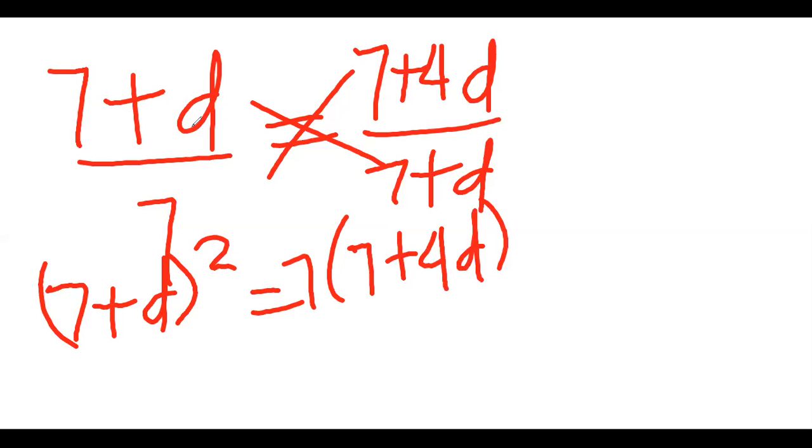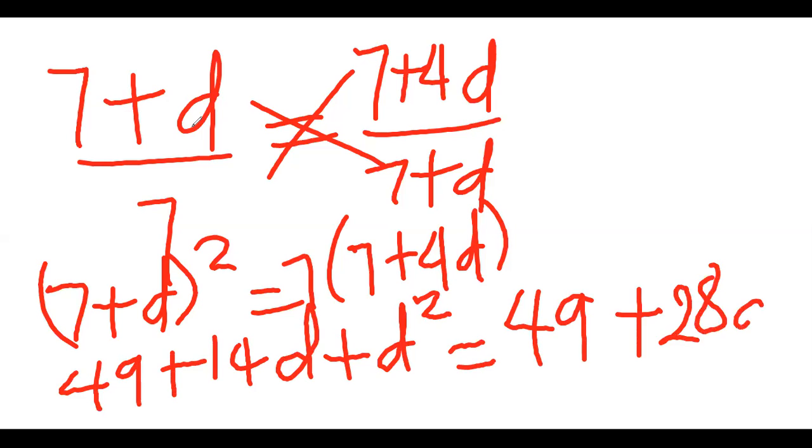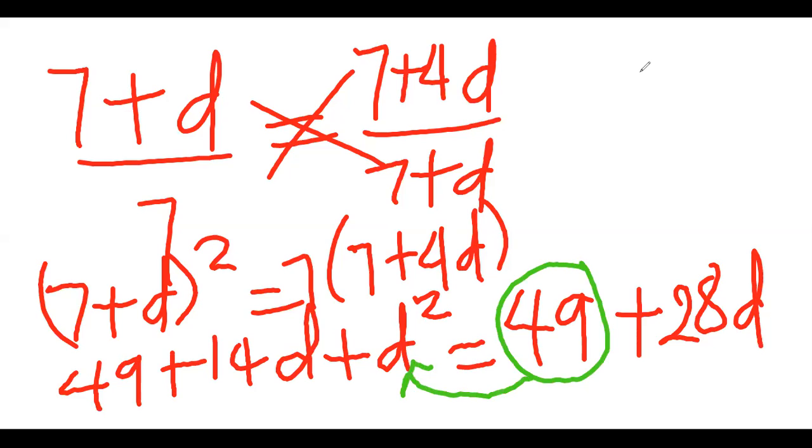Going forward, if you expand this, what you have is 49 plus 14D plus D squared, equal to 49 plus 7 times 4D, that's 28D. Now if I move 49 to the other side, 49 minus 49, these two 49s go off. So what I'm left with is 14D, D squared, and 28D here.